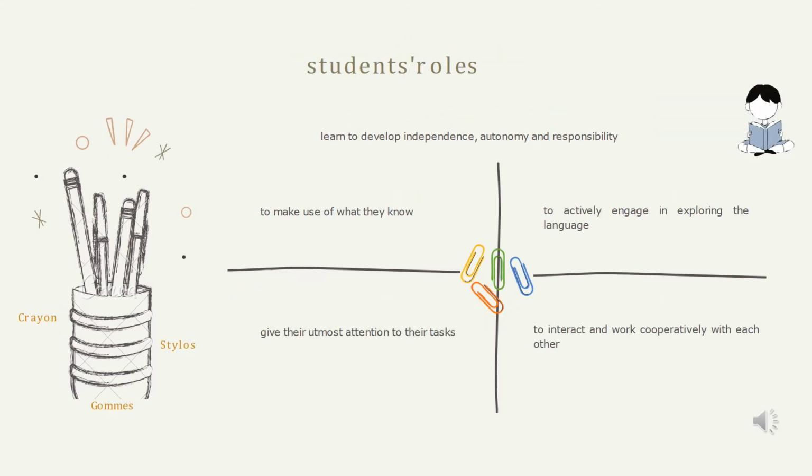In contrast, here are the roles of the students. The first one we have already seen in the previous slides. They learn to develop their independence, their autonomy, and their responsibilities. Next, they have to make use of what they already know. Then, they have to give their utmost attention to their tasks. That means they have to focus a lot.